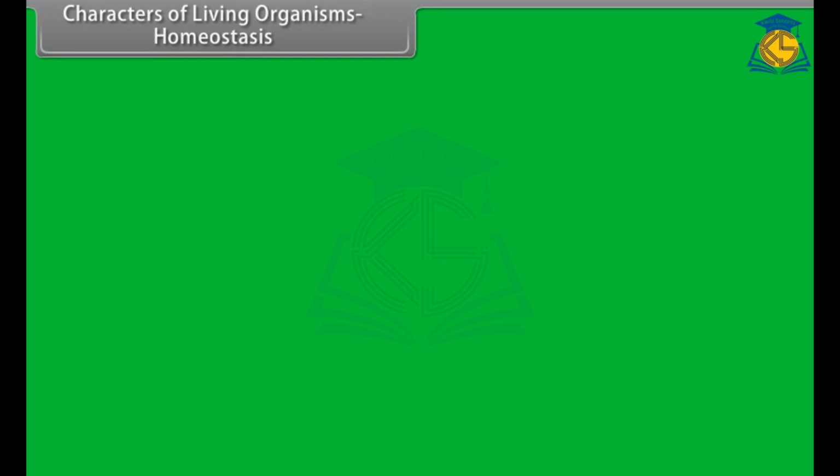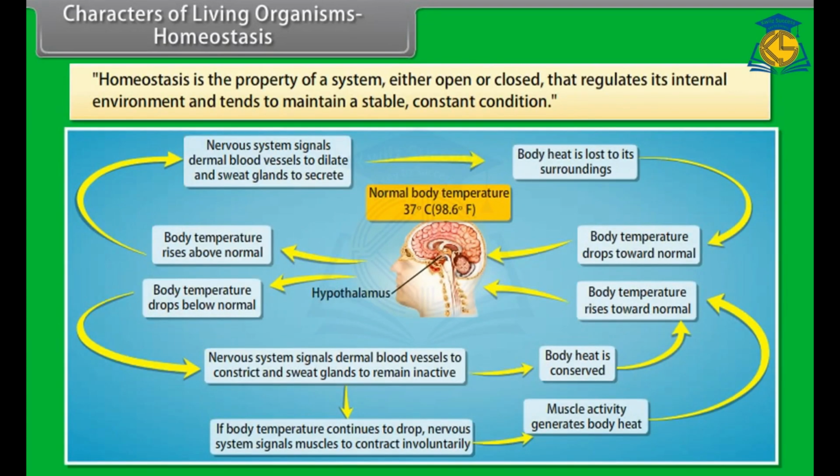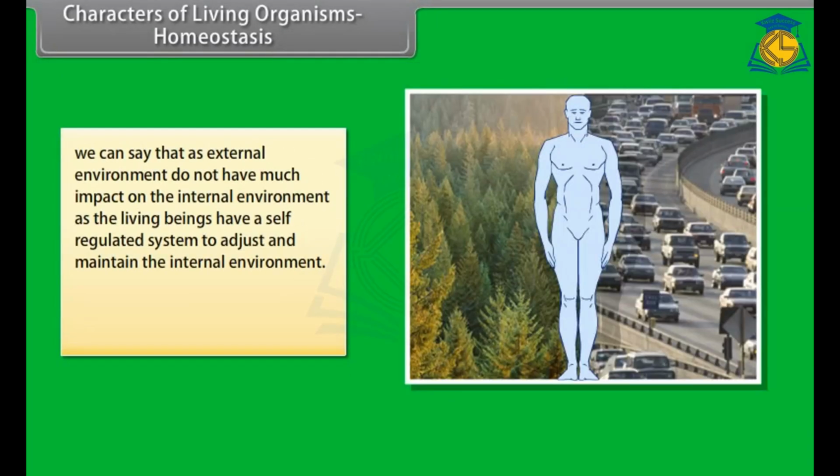Characters of living organisms. Homeostasis. Homeostasis is the property of a system, either open or closed, that regulates its internal environment and tends to maintain a stable, constant condition. Or we can say that, as external environment does not have much impact on the internal environment, as the living beings have a self-regulated system to adjust and maintain the internal environment. The phenomenon is called homeostasis.